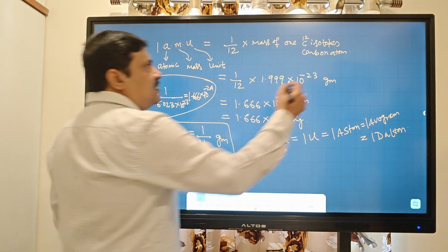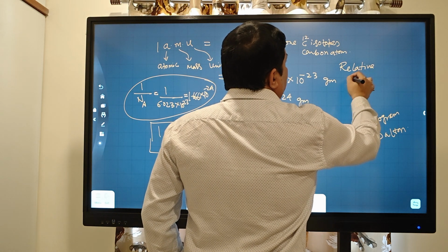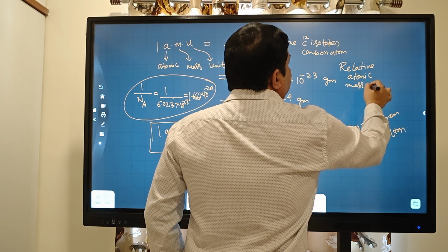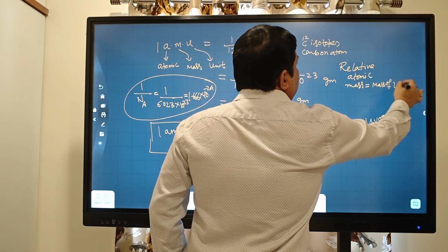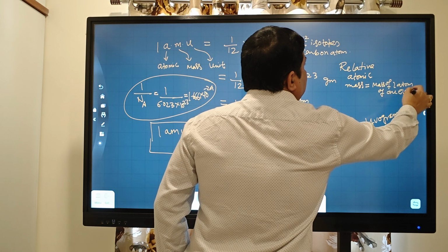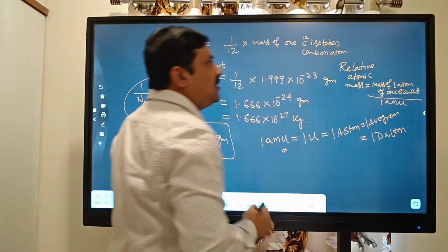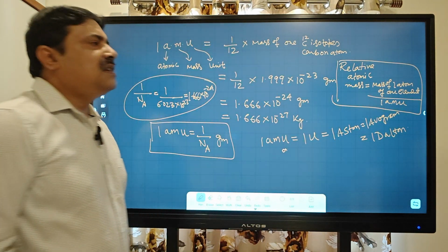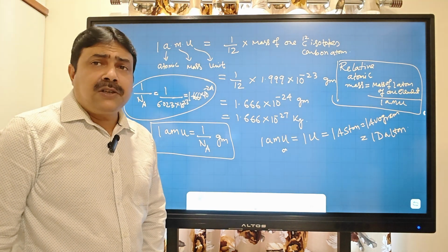Then we need to know what relative atomic mass is. Relative atomic mass is nothing but the mass of one atom of one element with respect to 1 amu. That is nothing but relative atomic mass. What is relative atomic mass? It is the mass of one atom of one element with respect to 1 amu.